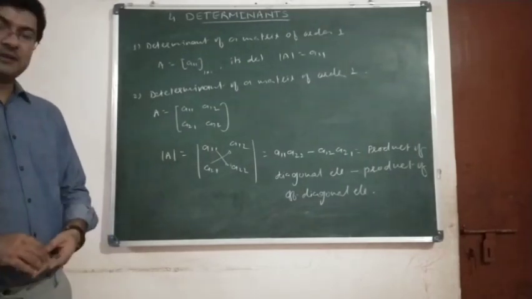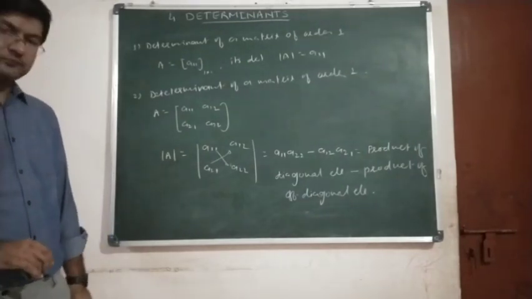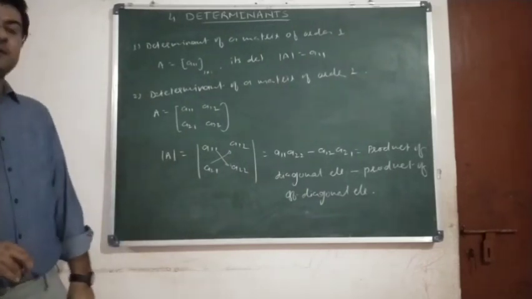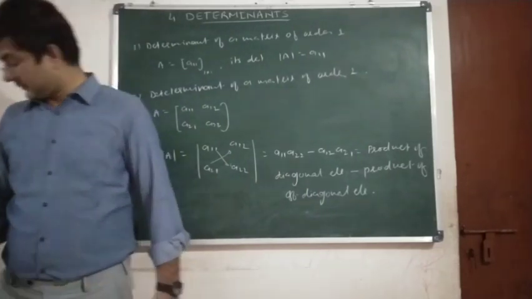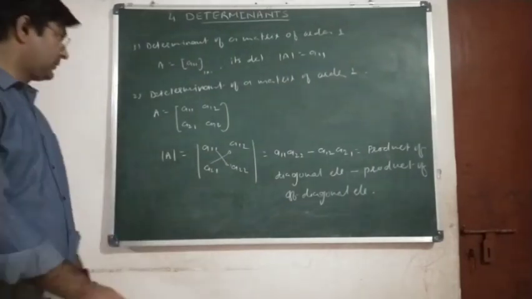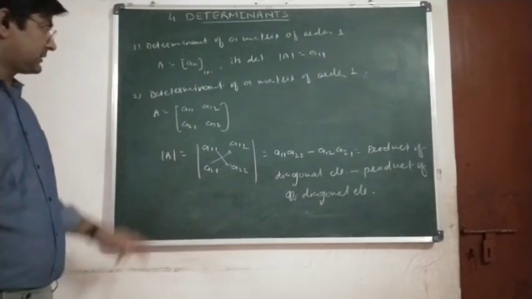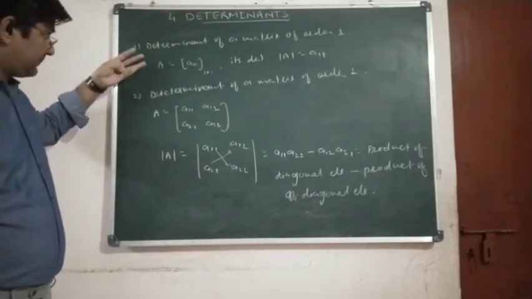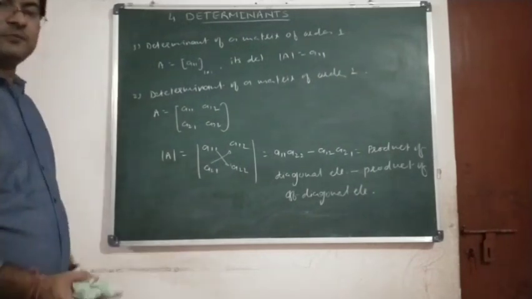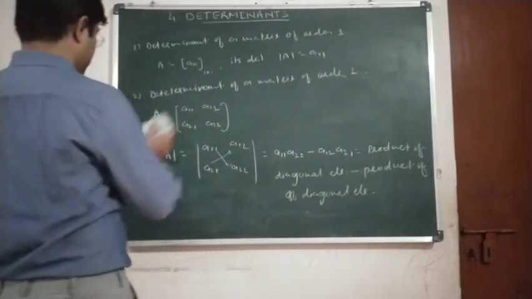Clear? Now let us find out the determinant of a matrix of order 3, and then we will see the example of each. Clear? Or do one thing, let us first take the example of each of determinant of matrix of order 1 and determinant of matrix of order 2.